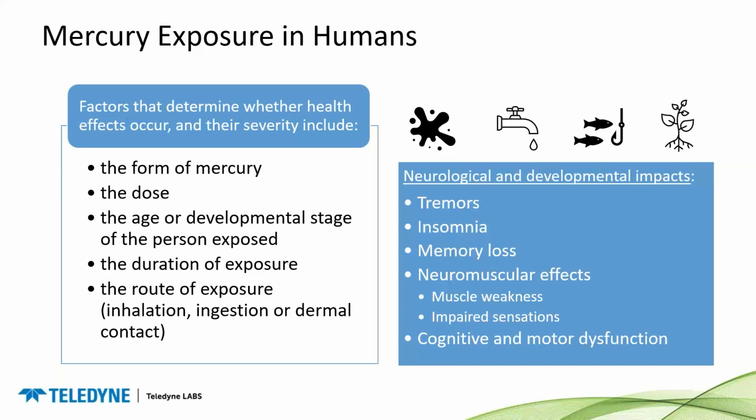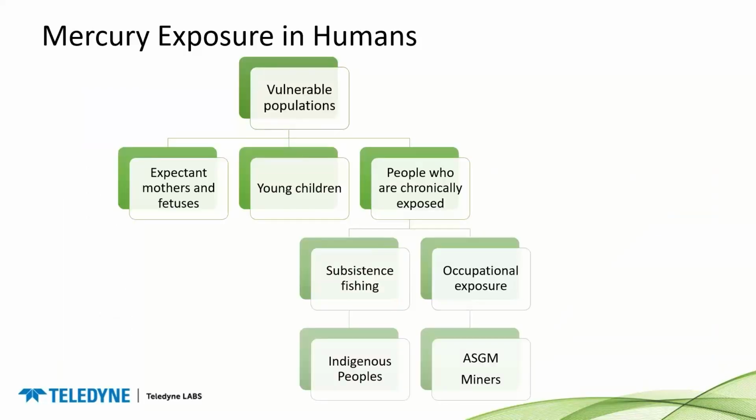So almost all people in the world have at least trace amounts of methylmercury in their bodies. This is a reflection of the prevalence in the environment. However, most people have mercury levels below what's associated with potential health effects. These human biomonitoring studies have established that while most people worldwide are exposed to some amount of mercury, there are groups that are particularly vulnerable. These include expectant mothers and their fetuses, young children, and people who are chronically exposed.